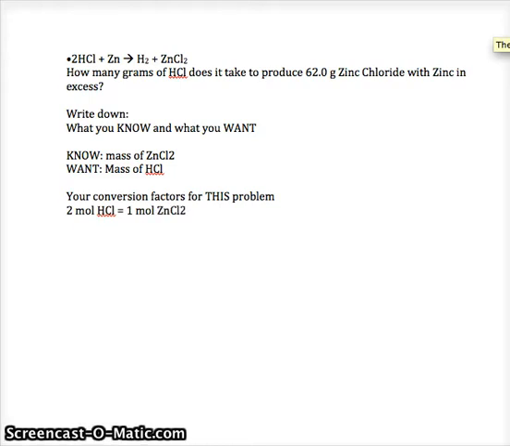Next we get the formula weights, 1 mole of HCl. I'm using the textbook periodic table here, and that has 1.01 for hydrogen, and it has 35.45 for chlorine, so it's 36.46 grams. And then 1 mole of zinc chloride.